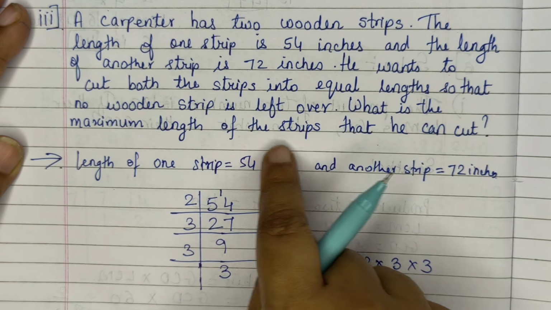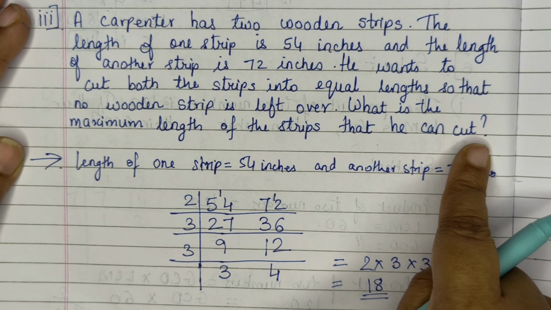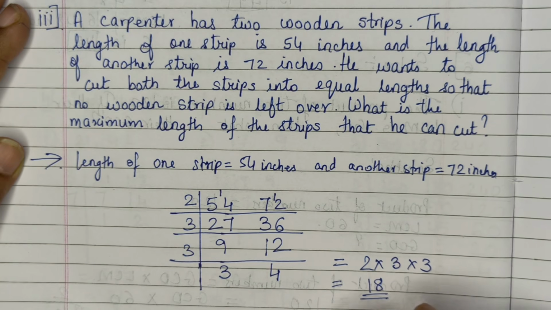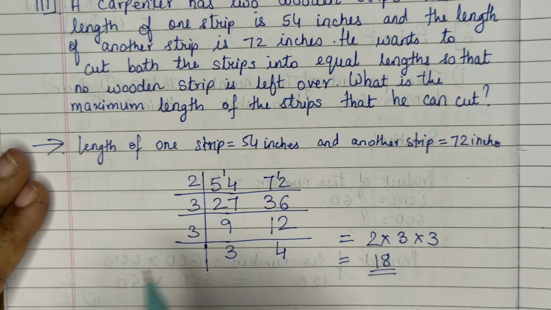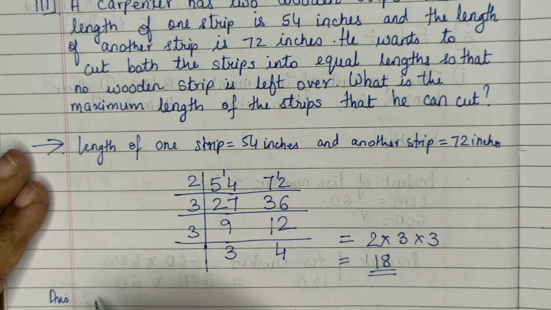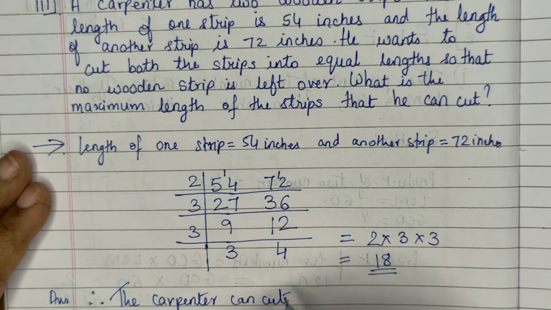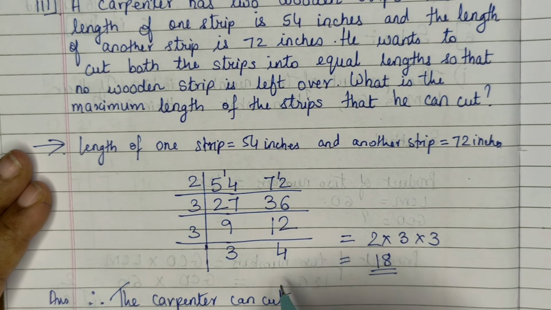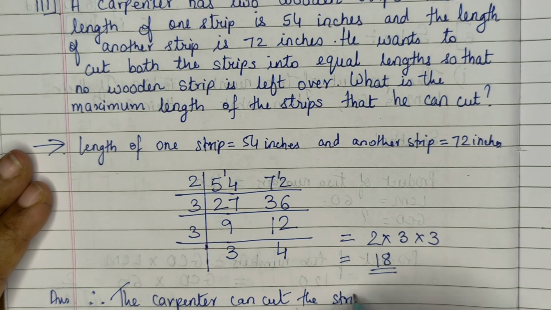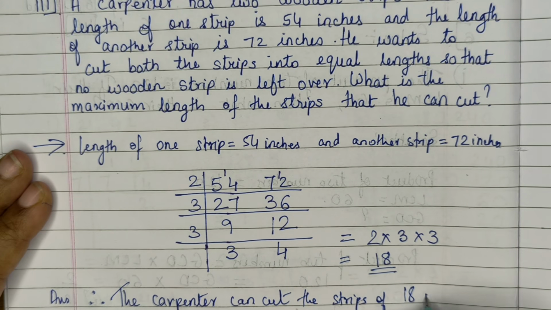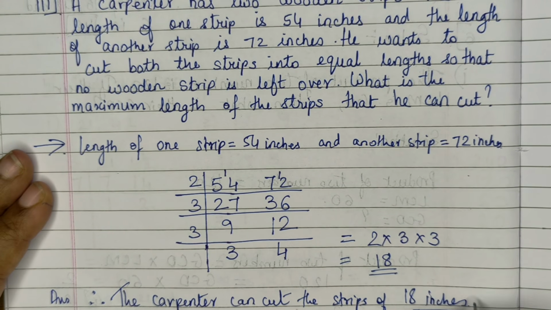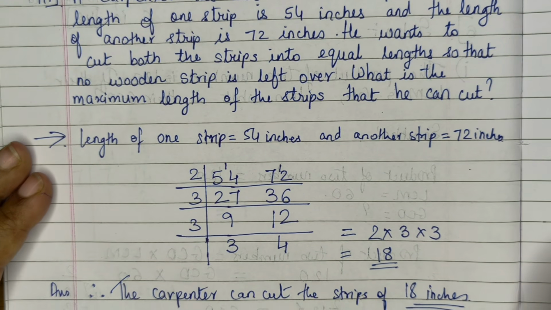What was the question? What is the maximum length of the strip that he can cut? So what is the maximum length of the strips that he can cut? He can cut 18-inch strips. Understood? So therefore the carpenter can cut strips of 18 inches. Don't forget to write the unit, inches.